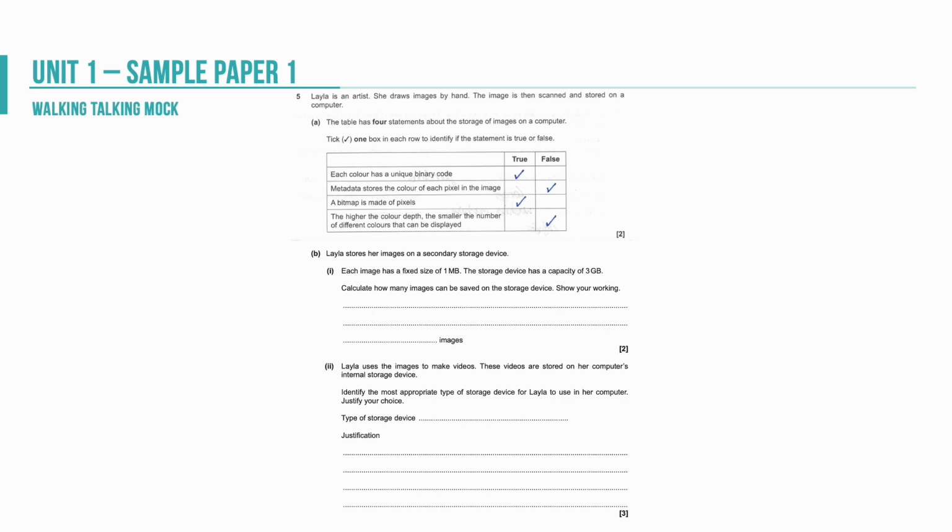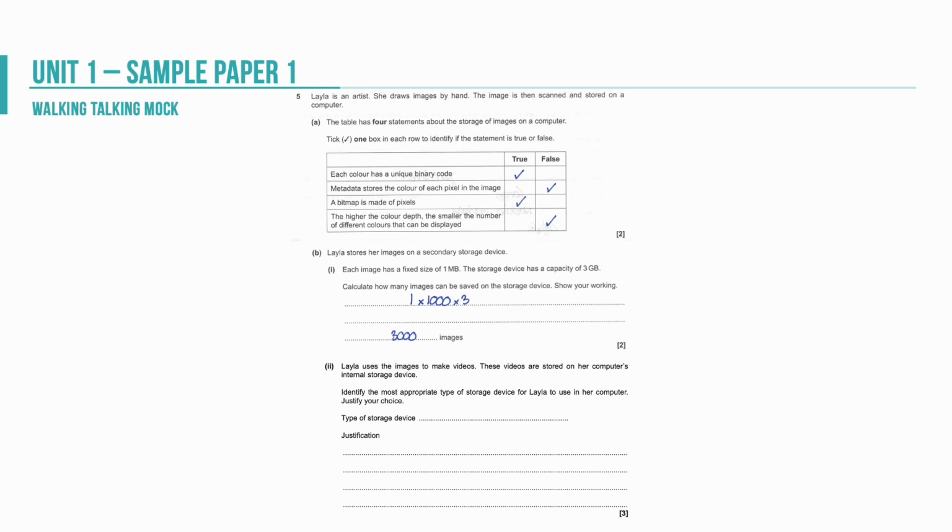Each image then has a fixed size of 1 megabyte. The storage device has a capacity of 3 gigabytes. How many images can be saved? Well, I'm going to take my one image, I'm going to times it by 1,000, and I'm going to times by 3. So I'm converting to gigabytes by timesing by 1,000, and then I've got 3 gigabytes of storage, so I times by 3. The answer there is 3,000 images. There are 1,000 megabytes in a gigabyte. Again, on this question, they're asking us to show our working. Really important that you do that whenever you're asked.